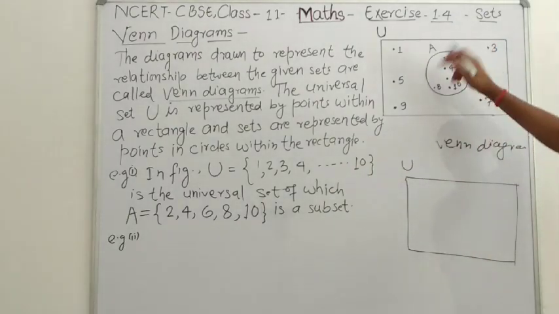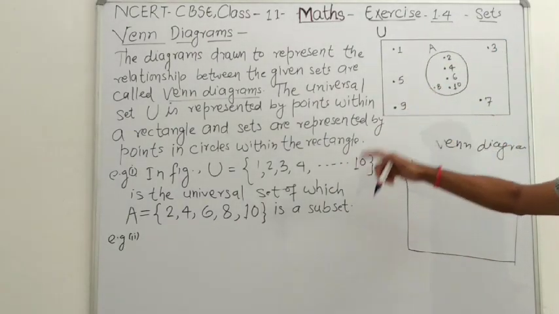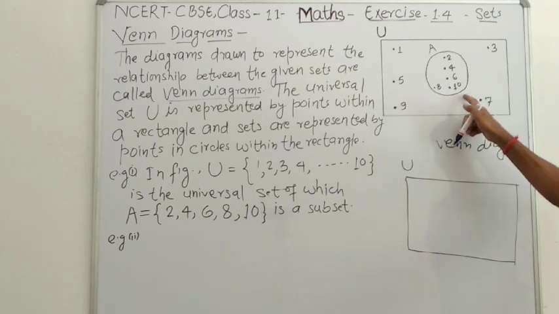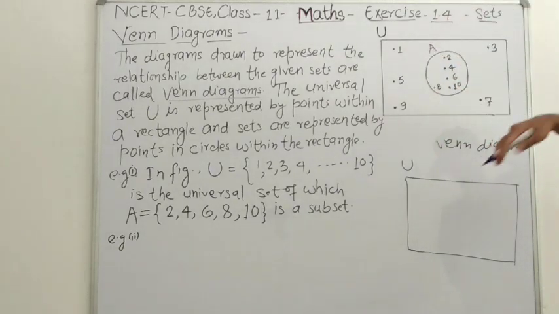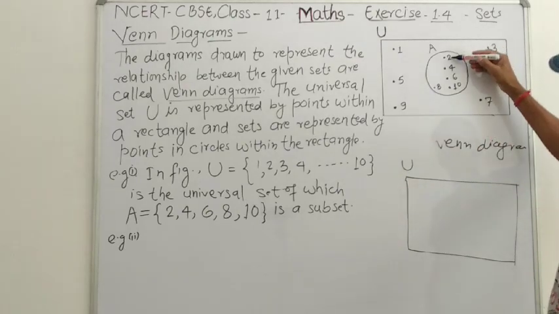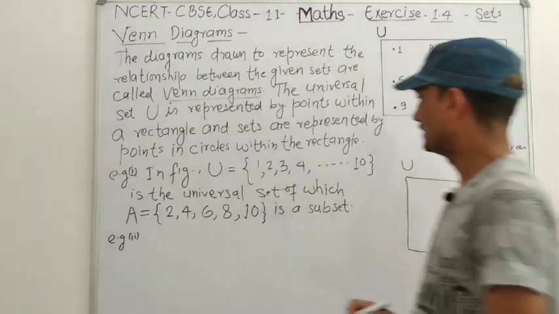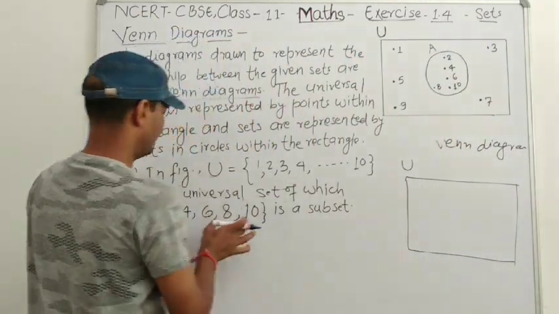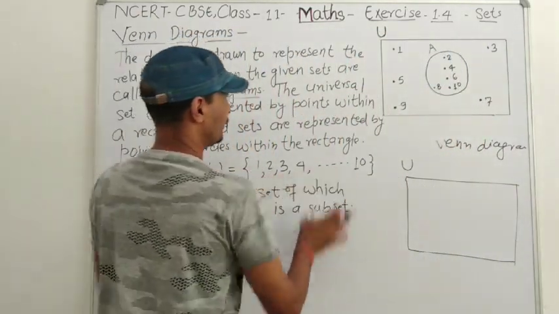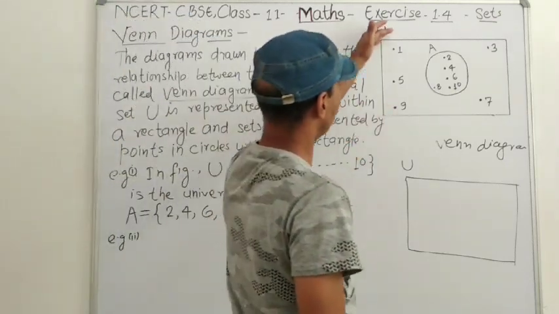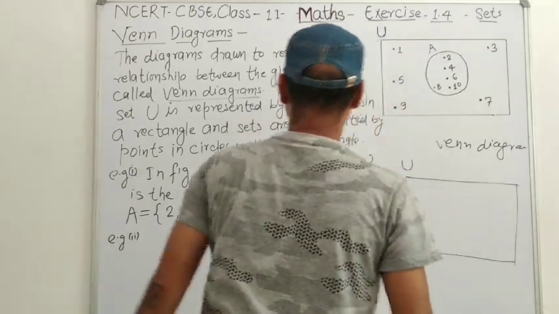and some subsets will be written in the form of circles. So the universal set is 1 2 3 4 5 6 7 8 9 10. All elements belong to U. And what is the set A? Set A is 2 4 6 8 10, because these elements belong to this universal set. So we can make the relationship between any universal set and subsets of this U.